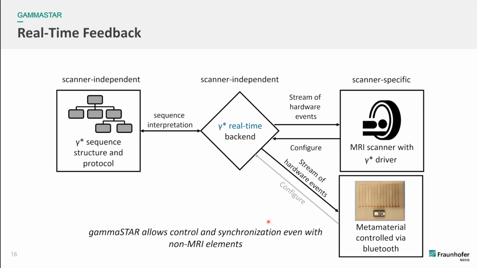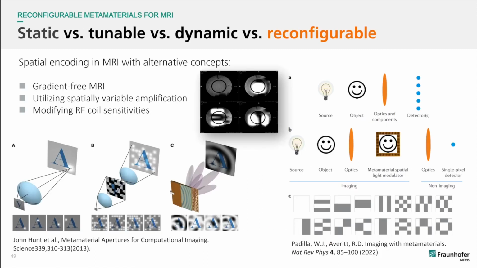And the neat thing is that GammaStar is hardware independent, so this metamaterial could be used in any other MR scanner as well, hopefully. We haven't tested it yet, but that's the hope in the long run. And with that, we might be able to apply different patterns to really do imaging with reconfigurable metamaterials without using any gradients for the imaging part, switching from pattern to pattern within several microseconds. So that's one project we are working on right now.